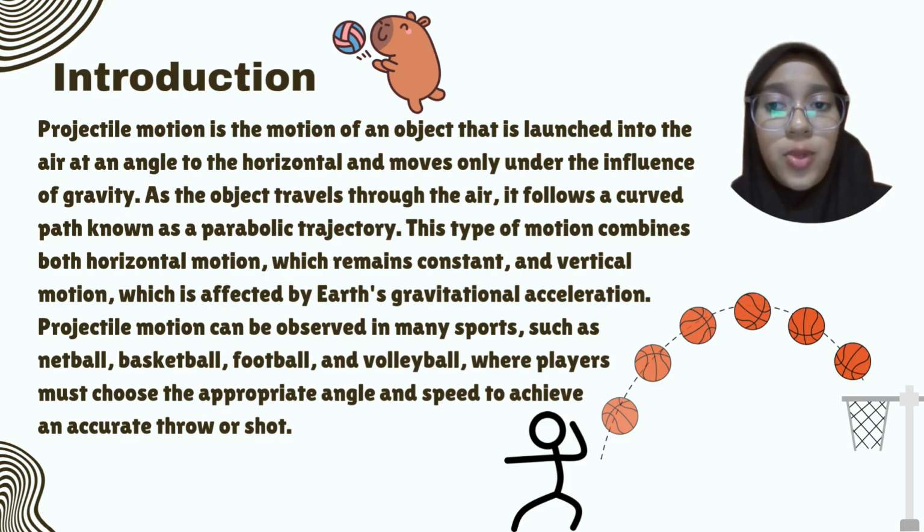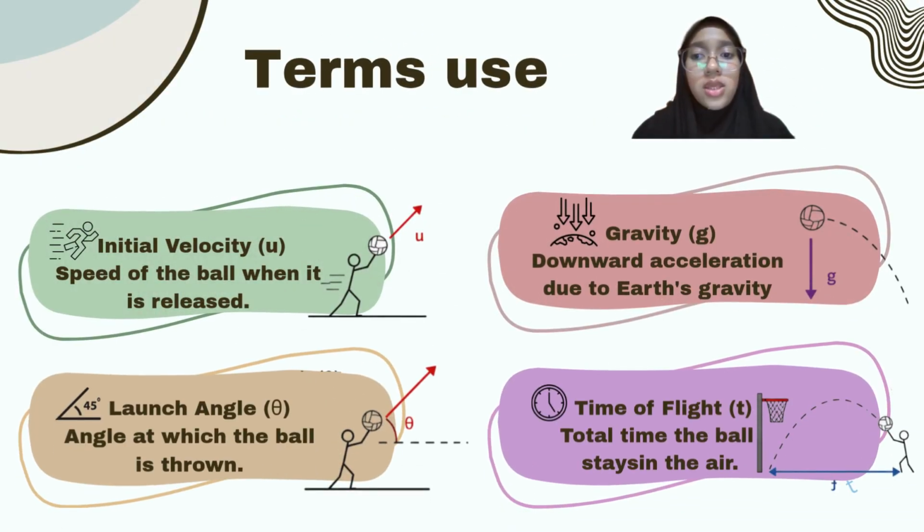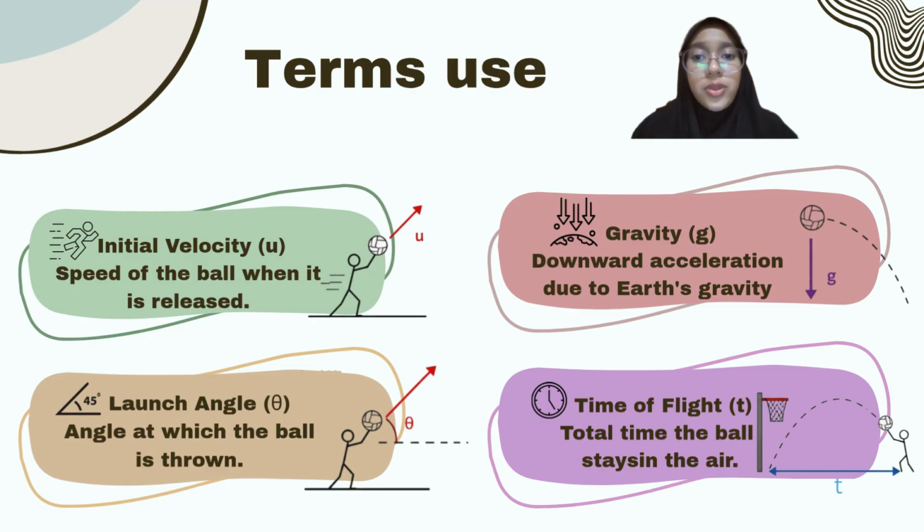We can observe projectile motion in many sports such as netball, basketball, football, and volleyball. In our case study, we will focus on netball to explain how projectile motion helps players make a more accurate shot. Now, let's move on to important terms used in projectile motion.